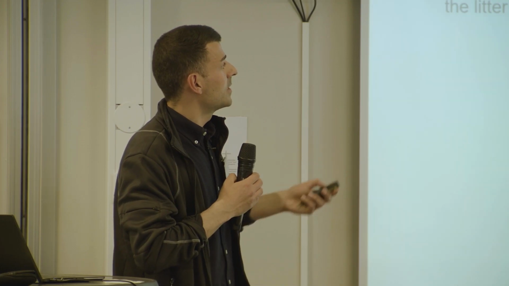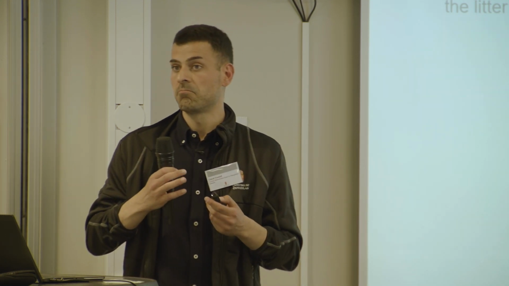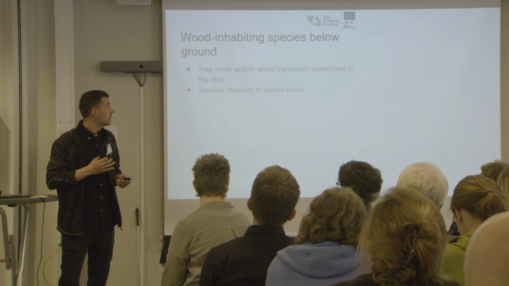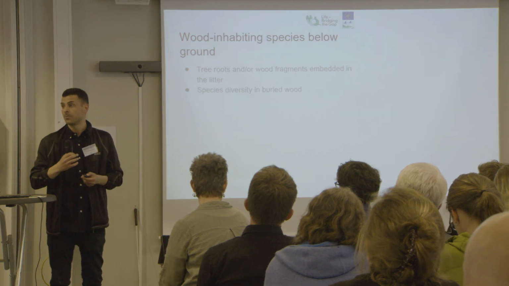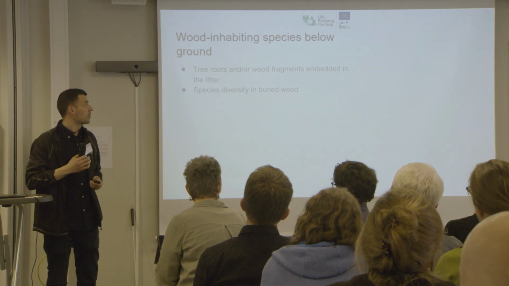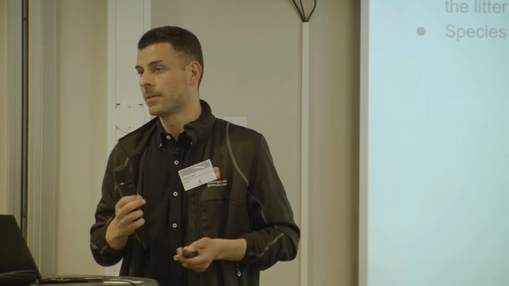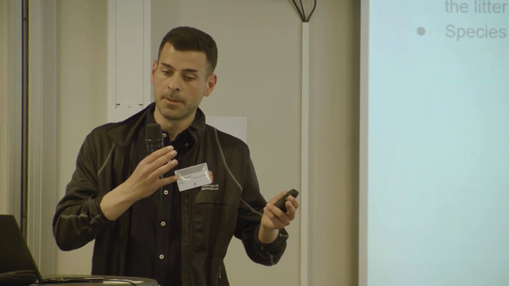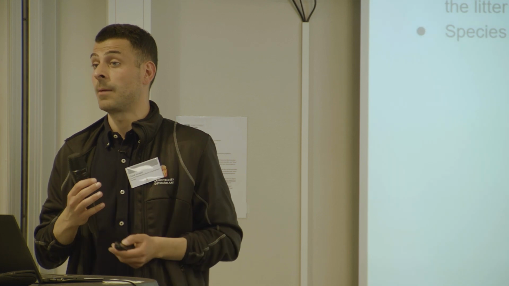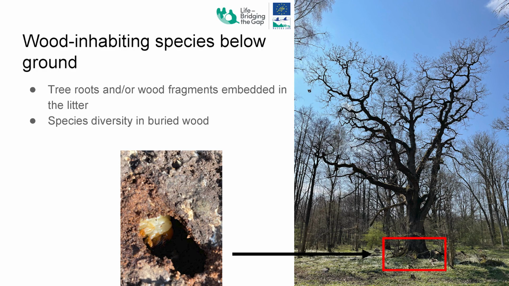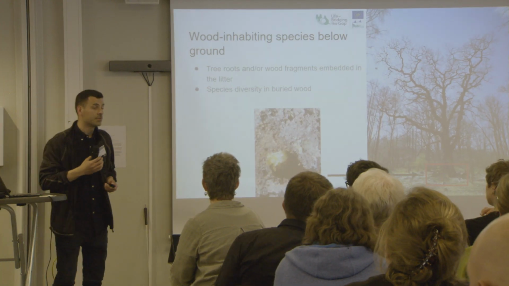So we have the tree roots and the wood fragments that are embedded in litter that are used by a relatively large species community, you could say, of saprophilic beetles, but they are less studied than the ones above ground. So not much is known about them. But we have bark beetles of the genus Hylastes or weevils of the genus Hylobius that use this dead wood that is buried in the soil. And the same thing with some longhorn beetles like the weaver beetle or the tanner beetle. And we also have these guys, the stag beetle larvae, that are found in decomposing roots of Quercus and other deciduous trees as well.